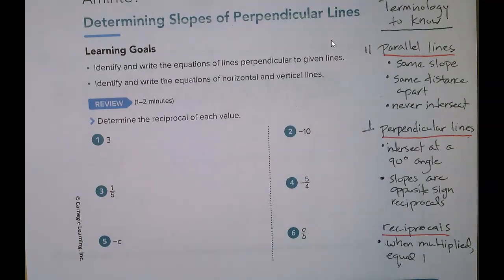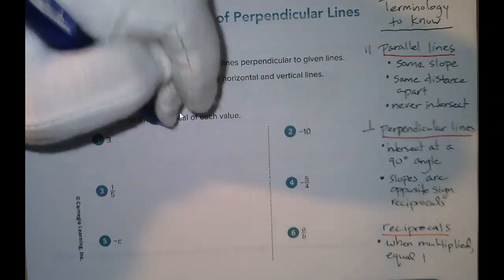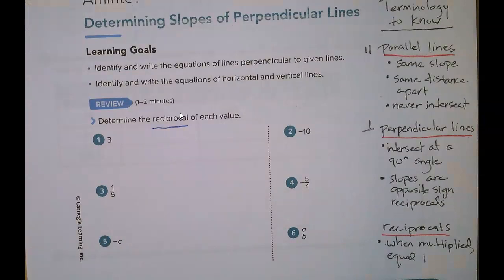So now that you know that, and you've had a little bit of practice, you're ready to practice on your own on page 237 of your textbook. Determine the reciprocal of each value. So decide what number you would multiply times 3 to get 1, times 1/5 to get 1, times negative c to get 1, and then the same with these. You determine what are the reciprocals for each of these values.